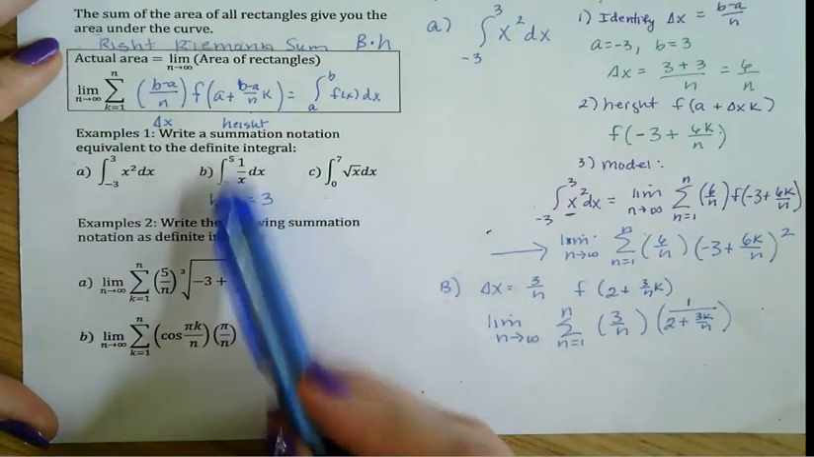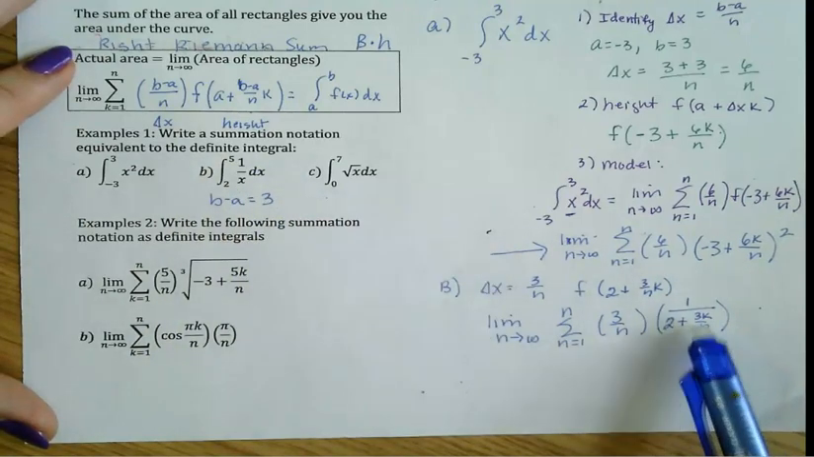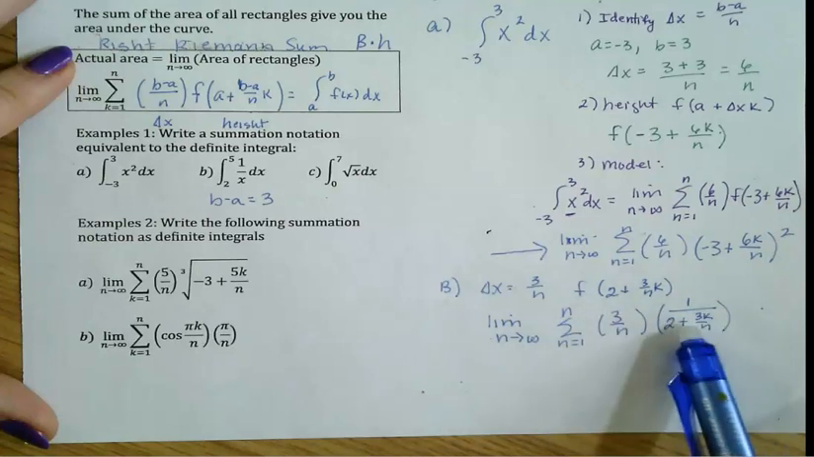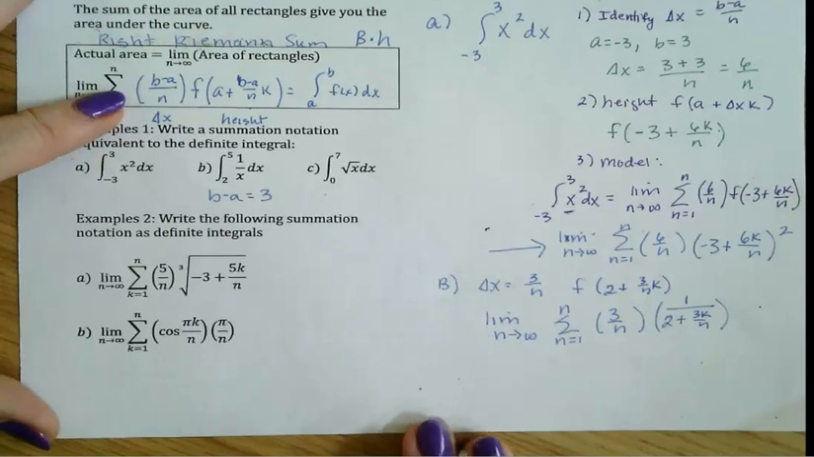And because this is a rational function, 1 over x, then this looks like 1 over x because we just found our x to be right here. So that's 2 plus 3k over n. All right, hope you did well on that one.